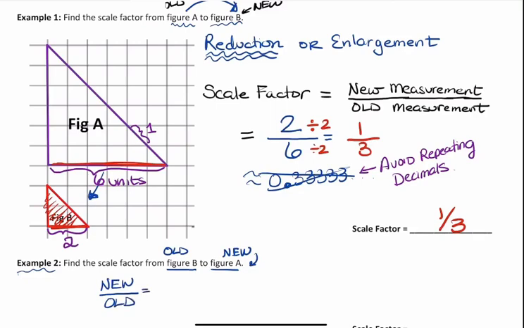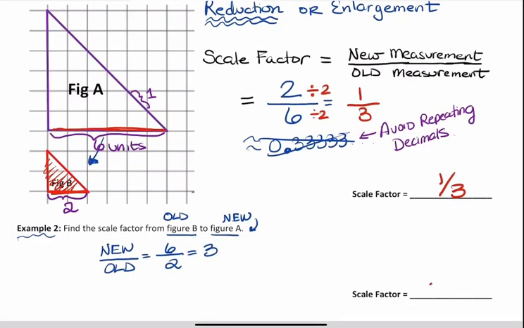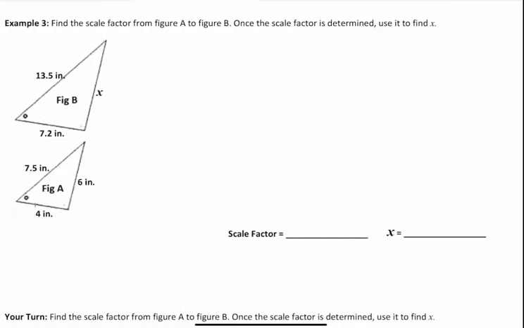So new in this case is going to be 6, and the old is 2. And then this actually works out. 6 divided by 2 is 3. All right, so we got a scale factor there of 3. Okay, now moving on to example 3 here.